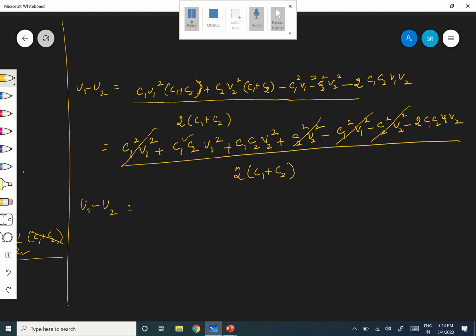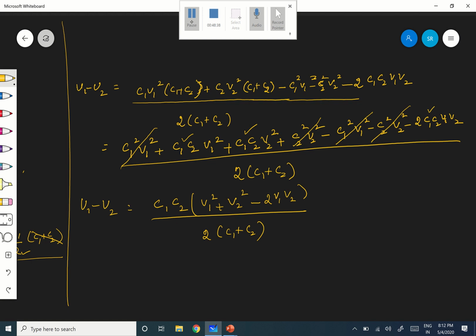C1 C2 in this term, C1 C2 in this term. What are all the terms which are not cancelled? You see, everywhere C1 C2 is common now. Therefore, I can take C1 C2 common. Taking C1 C2 common, we're getting here V1 squared, correct? Plus V2 squared minus 2 V1 V2, divided by 2 into C1 plus C2.